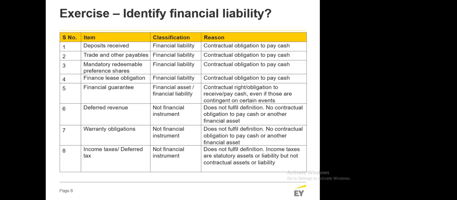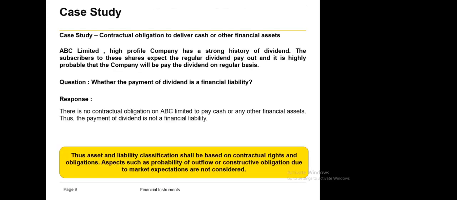It can be both. Deferred revenue, not a financial instrument, because against the deferred revenue you will be selling the goods or the services. Warranty obligation, no, against this you will be providing this service, you will not be exchanging anything in cash. Income tax or deferred tax, not a financial instrument.